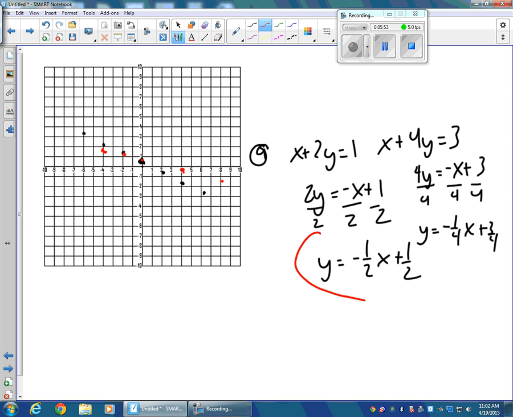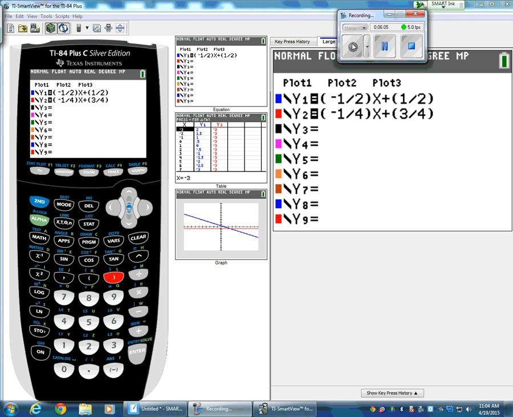If it's hard to tell on your paper, like it is hard for me to tell, especially with this that I have going on here, you may want to put it in your calculator and find the intersection point. Hang on, I'll pull the calculator up and we'll look at that. Alright, to make it a little faster, I went ahead and entered these in the calculator, so you can see negative 1/2 x plus 1/2 and negative 1/4 x plus 3/4.